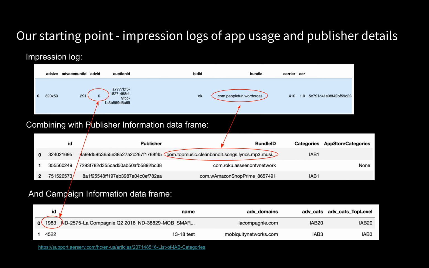So this is our data that we were talking about earlier. This is the kind of structure that we have. We have the impression logs wherein you can see the advertising ID. The whole impressions log is somewhere around 300 million by 54. And then we have the publisher section where we have the IDs for individual publishers and what kind of publisher it is. And then we have the campaign one. So basically we are trying to match each of these and create a pivot table based on the IAB categories.